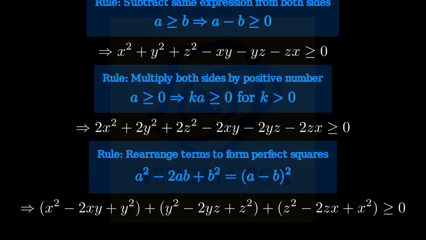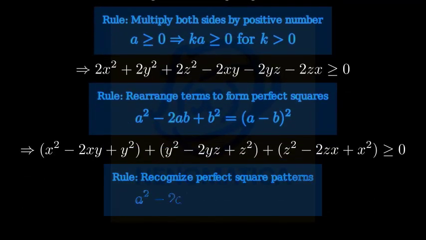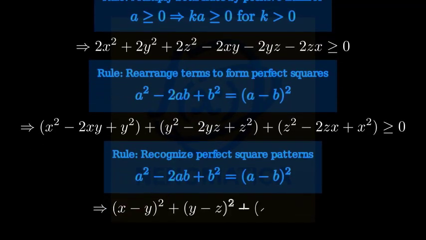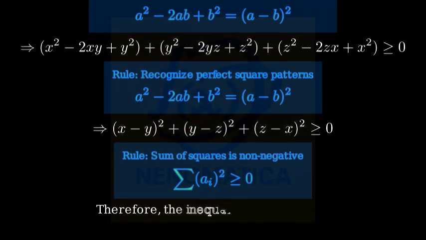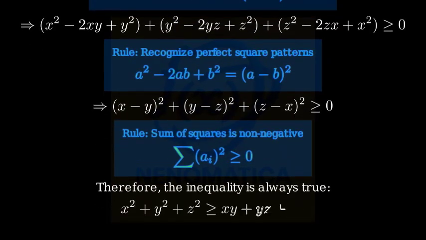Let's recognize these as perfect squares. The first term is (x minus y) squared, the second term is (y minus z) squared, and the third term is (z minus x) squared. So we have (x minus y) squared plus (y minus z) squared plus (z minus x) squared is greater than or equal to 0. Since the sum of squares is always non-negative, our inequality is always true. Therefore, x squared plus y squared plus z squared is always greater than or equal to xy plus yz plus zx. The equality holds when x equals y equals z, making all squared differences 0.